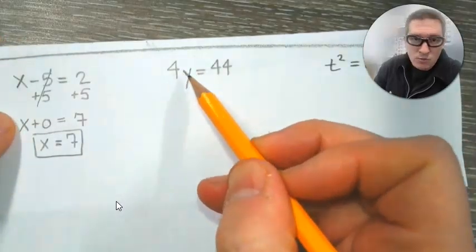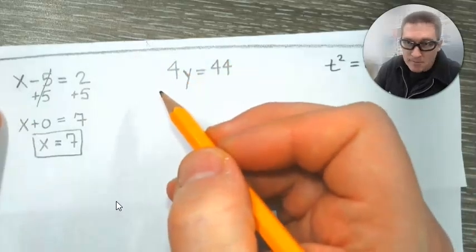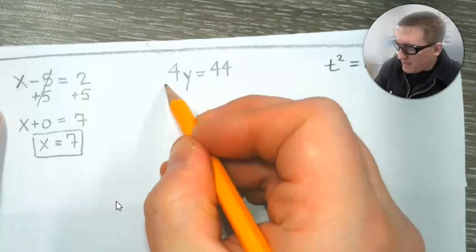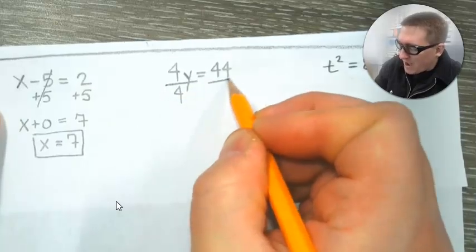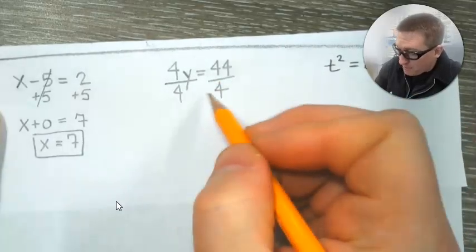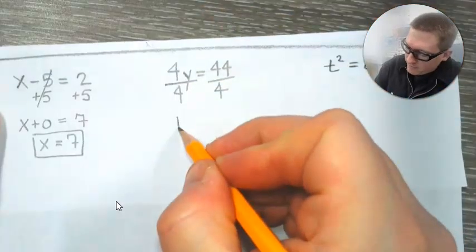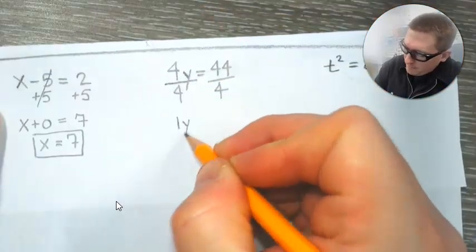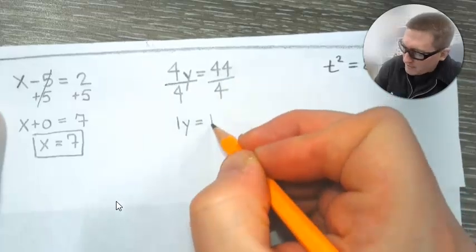4 times y equals 44. The opposite of times, the opposite of multiply, is divide. But when you divide, make sure you divide the entire side of both sides of the equation. And you do it on both sides, right? 4 divided by 4, well, that equals 1 y. And over here we have 44 divided by 4, and that's 11.